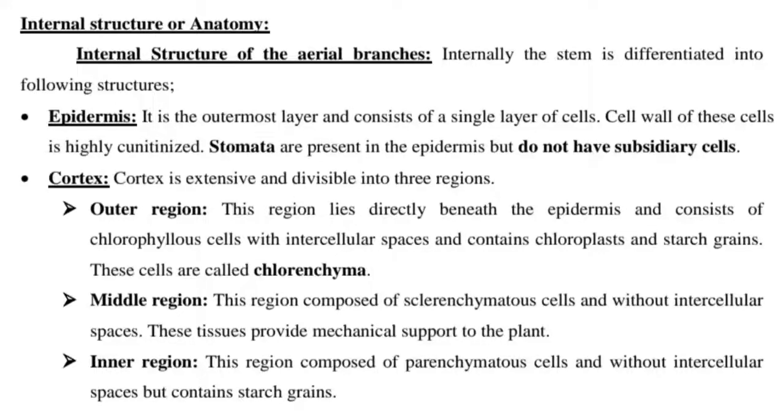Cortex. Cortex is extensive and divisible into 3 regions. Outer region. This region lies directly beneath the epidermis and consists of chlorophyllous cells with intercellular spaces and contains chloroplasts and starch grains. These cells are called chlorenchyma. Middle region. This region is composed of sclerenchymatous cells without intercellular spaces. These tissues provide mechanical support to the plant. Inner region. This region is composed of parenchymatous cells without intercellular spaces but contains starch grains.